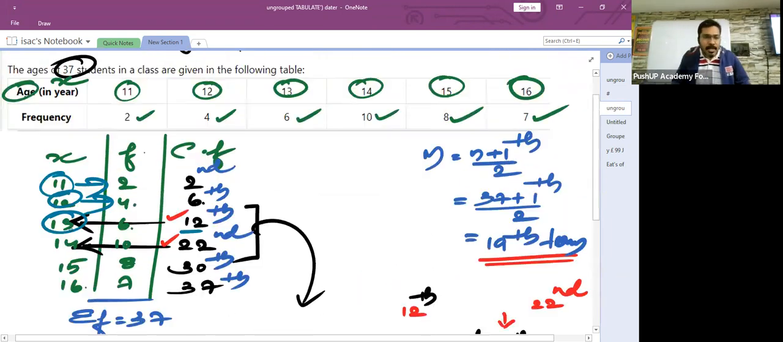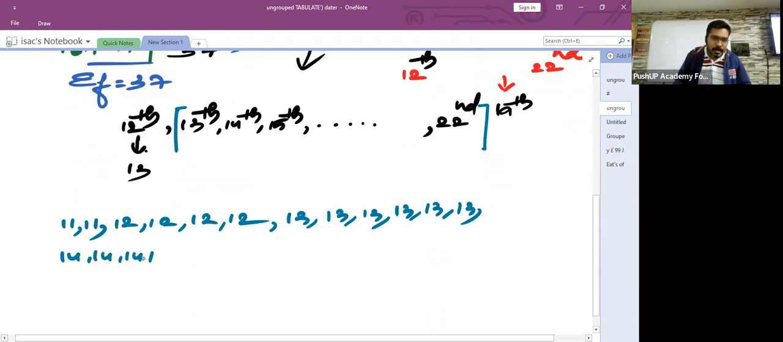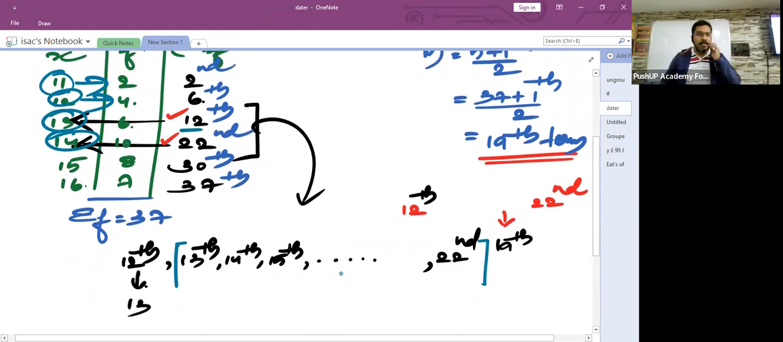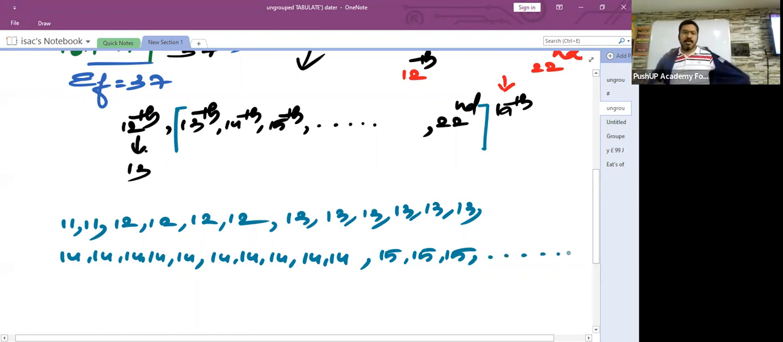Okay. Now children, the number 14 has to be written how many times? 10 times, isn't it? So let me write it here, 14, 14, 14, 14, 14, and then again 5 more times, 14, 14, 14, 14, 14, right? Now children, the number 15 will come how many times? 8 times. So it goes on like this, 15, 15, 15. I don't need to write this. Without even writing the remaining numbers, I can explain this.